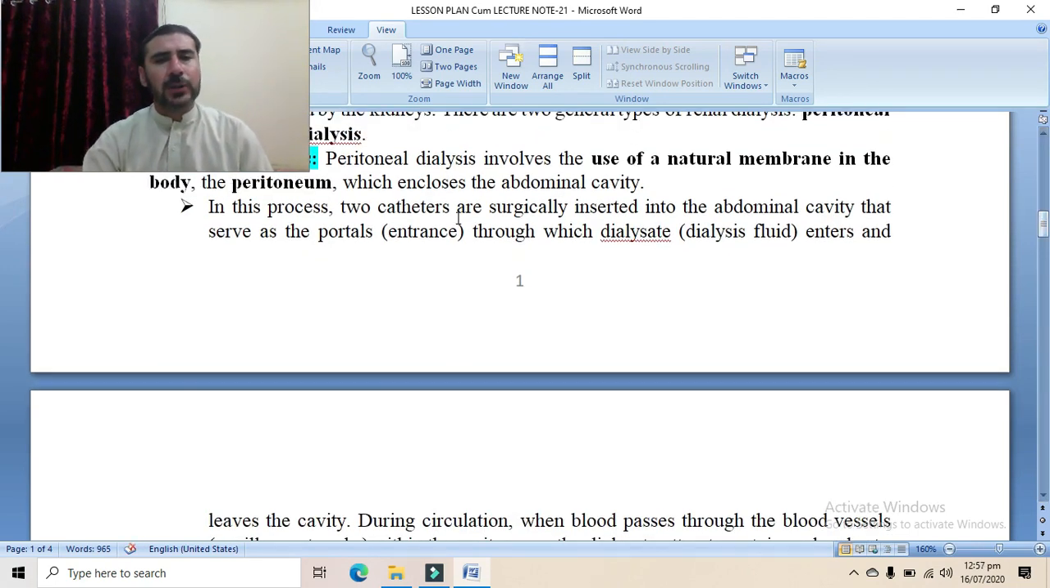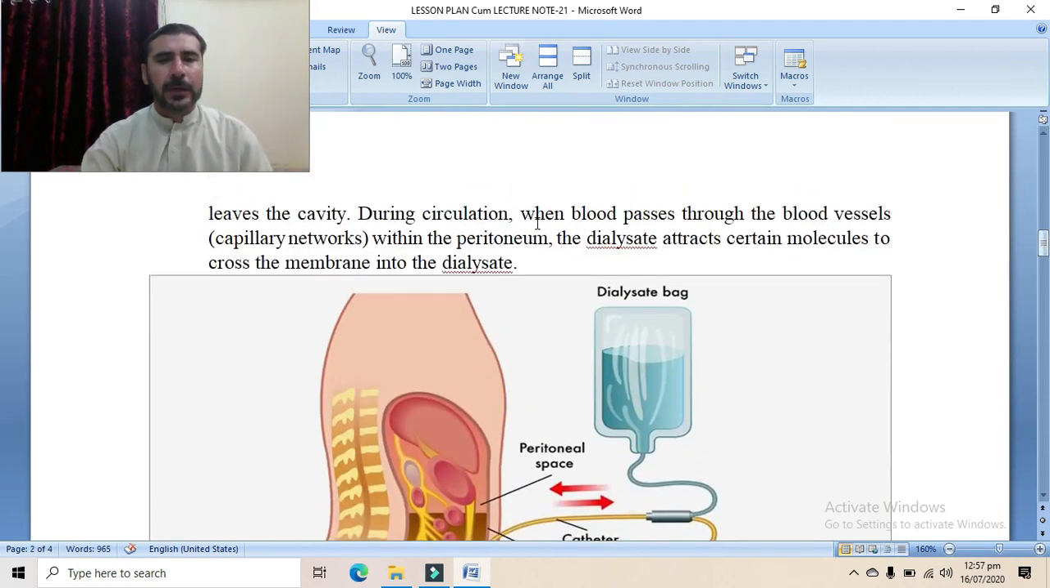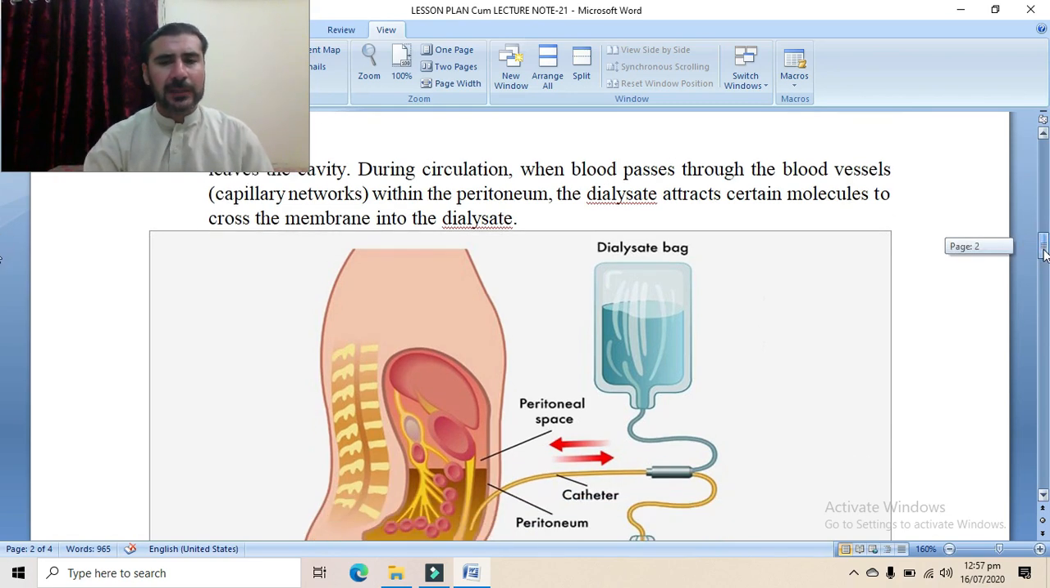In this process, two catheters, which means small narrow tubes, are surgically inserted into the abdominal cavity that serve as the portal, the entrance through which dialysis fluid enters and leaves. During circulation, when blood passes through the capillary network within the peritoneum, the dialysate attracts certain molecules to cross the membrane into the dialysate. Now diagrammatically we will explain it.